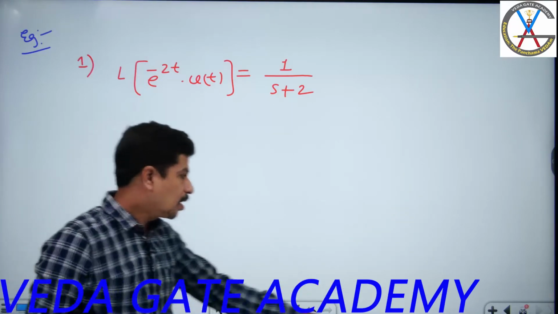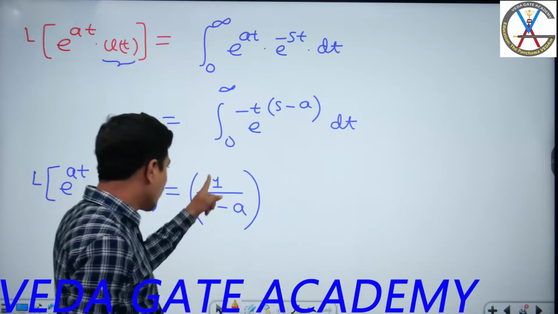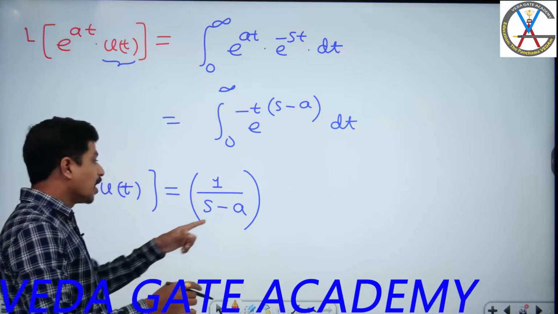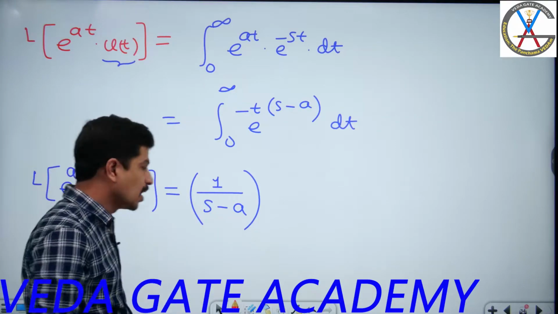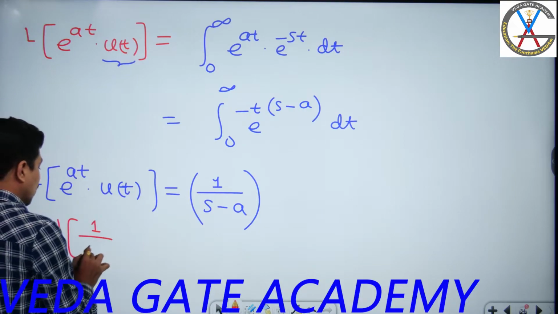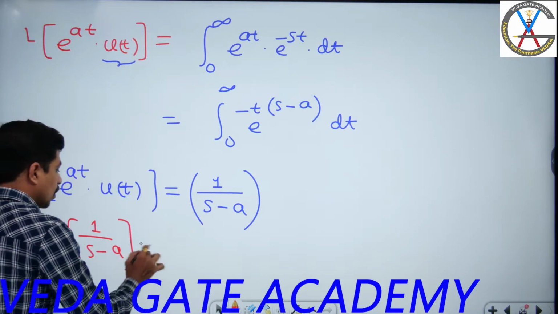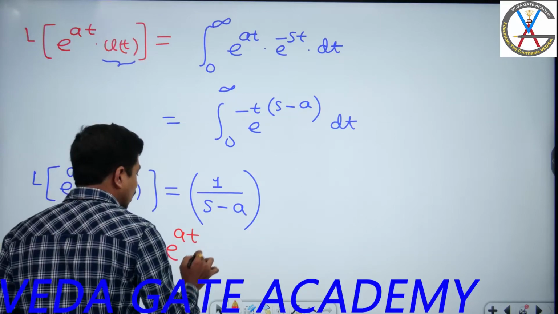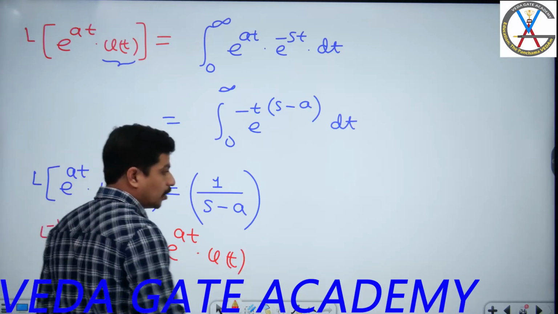1 by s plus 2. 1 by s minus a. A is negative there. Minus of minus will be plus. And one more thing I want to write here. Inverse Laplace of 1 by s minus a is equal to e power at into u of t.